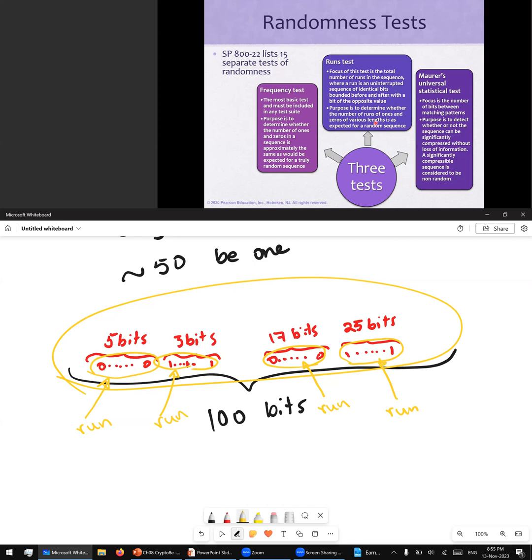The next test that we do to ensure that the pseudorandom number generator is generating a random string of bits is Maurer's universal statistical test. The main focus of this is the number of bits between matching patterns. If I have, like here on the whiteboard, I'll show you guys, let me move down here a bit.